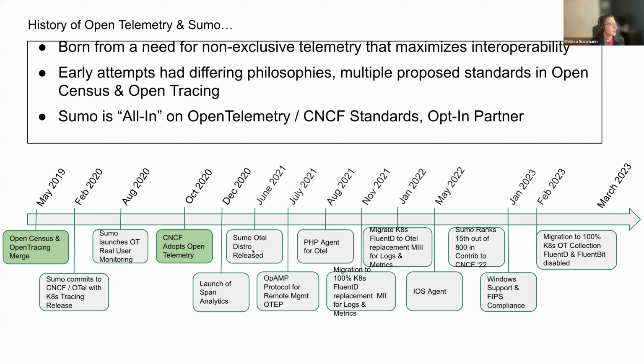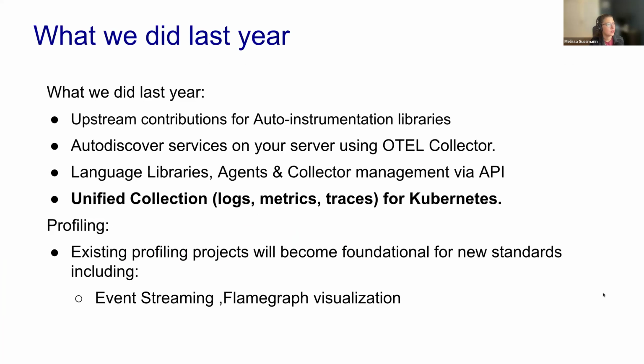We launched OTEL Real User Monitoring in August of 2020, and our first OTEL distro was released in June of 2021. And we've been working on the OpAMP protocol for a while. We'll talk about that later. But we've been on our way to accomplish all of this in the last, I guess, 4 years.